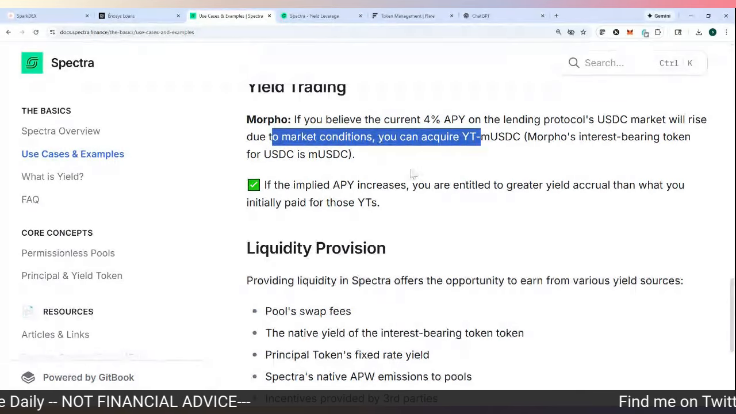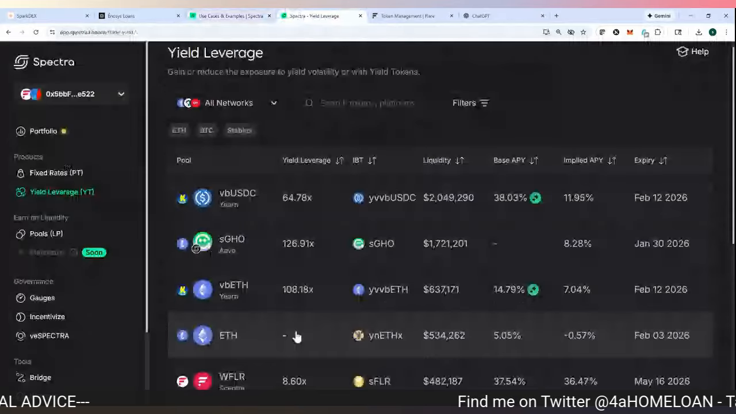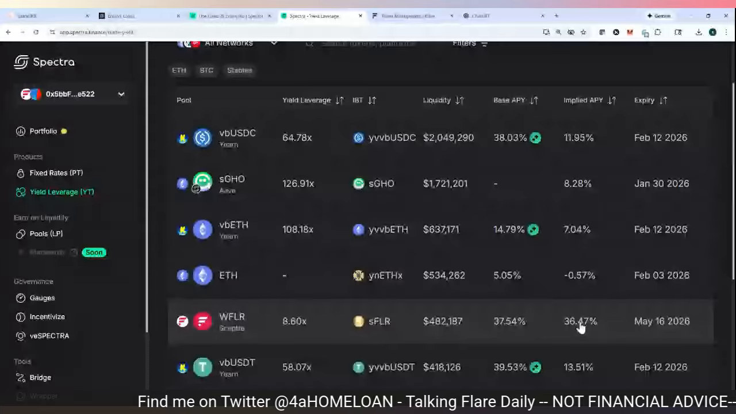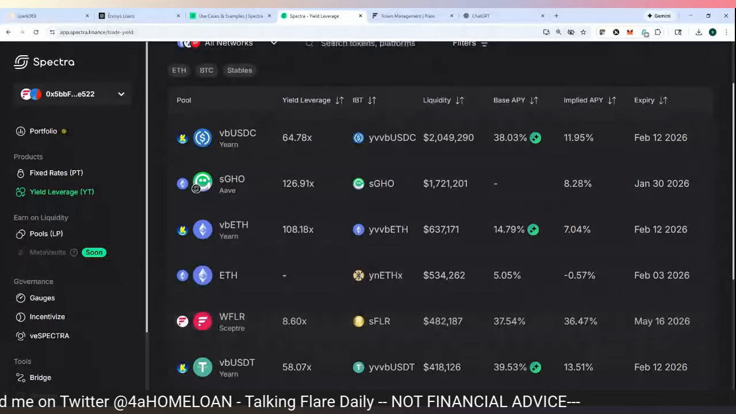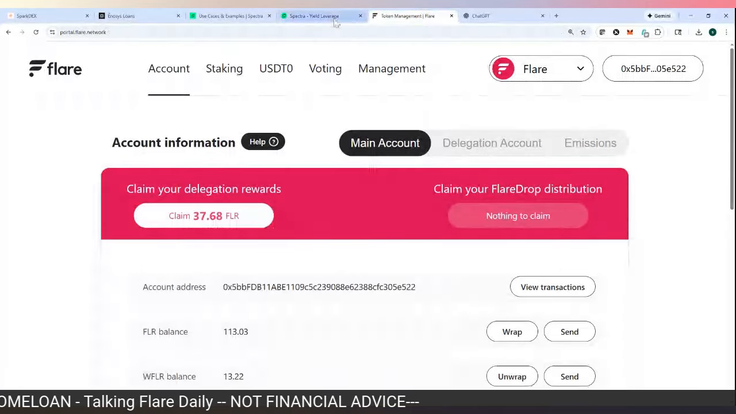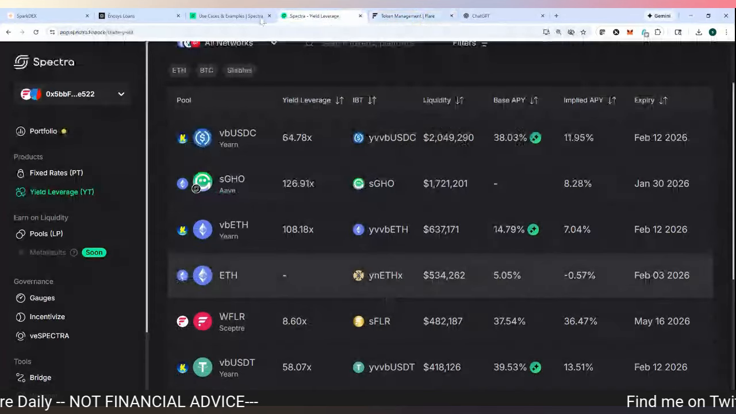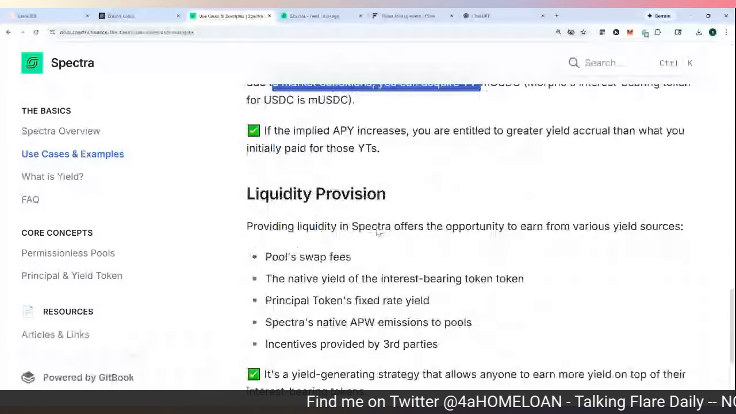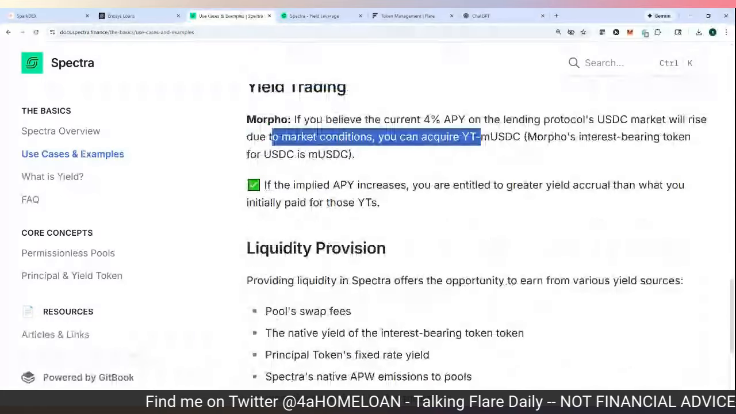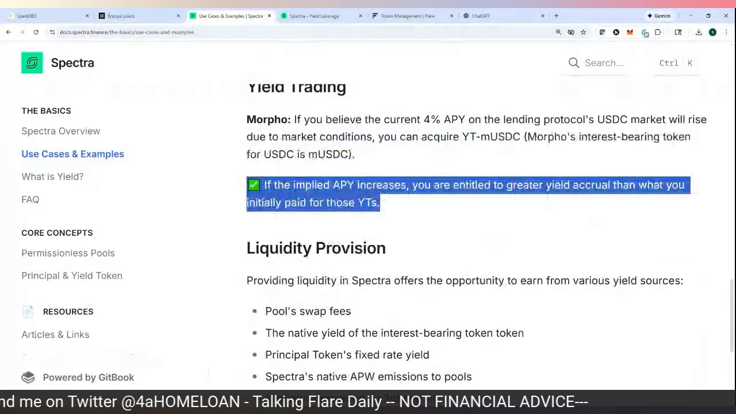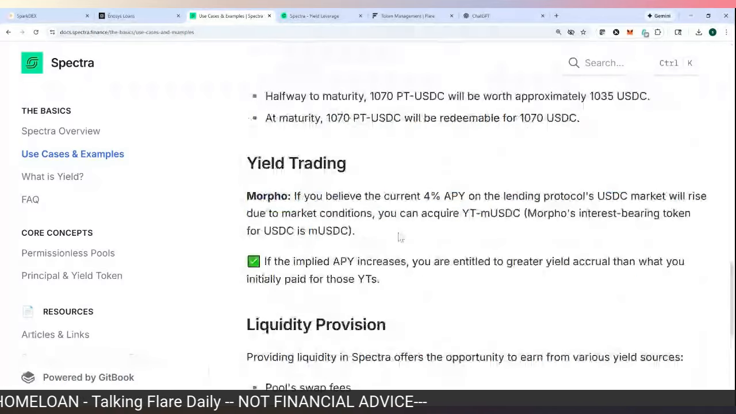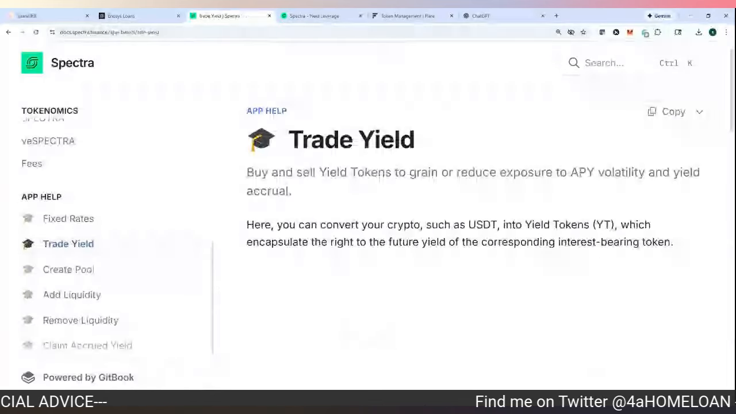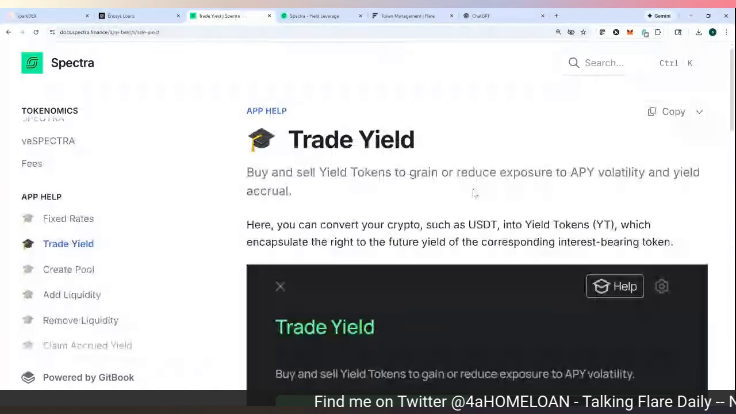You can acquire it because if I believe that what Spectra is going to pay, which right now Spectra is paying 36% is the implied, if I believe that that is going to rise above where I'm at today, I could lock that in, right? I could essentially buy that interest. So if it rises, if it increases, I'm entitled to a greater yield accrual than what is initially paid for those tokens. But also, if it goes down, I'm also in a position where I could come out of that with less. So it is important to understand that, right?